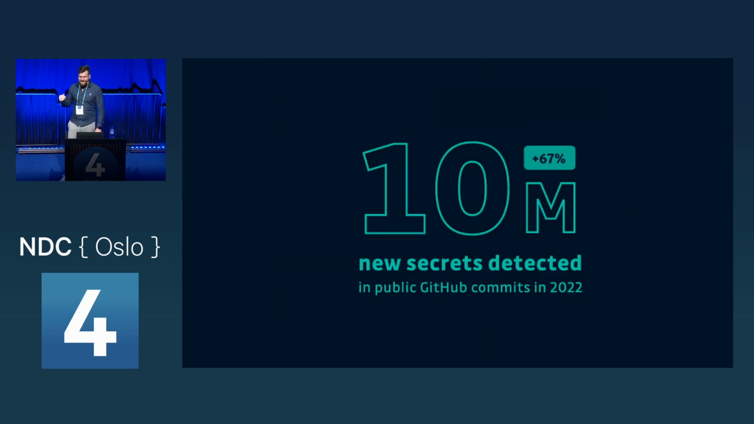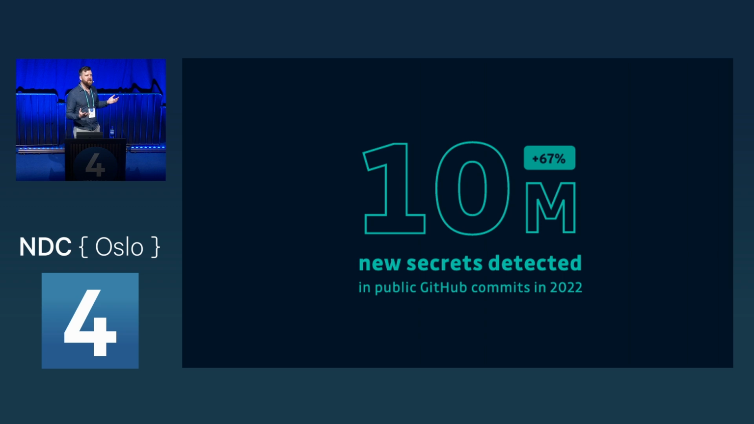So in total, we found 10 million of these secrets out there in public places on GitHub. I'll show you exactly how we did that and what actually happens when you leak a secret on here. But this is huge. This is about a 67% increase from the previous years. So we know that there are huge amounts of secrets on there.